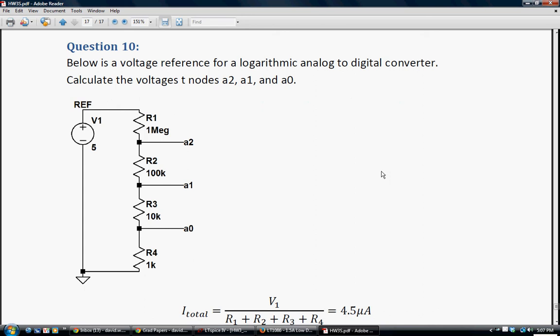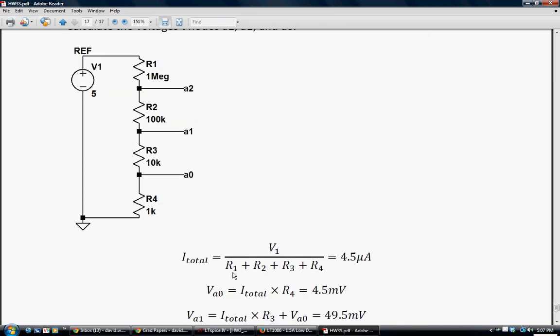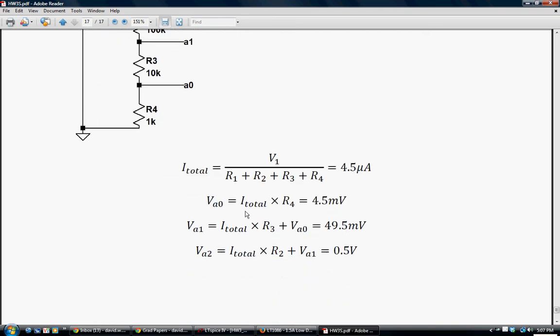Now we just have this voltage reference circuit. The total current, V1 divided by the sum of these resistors, I get 4.5 microamps. And then VA is just the voltage drop across R4, so it's I total times R4. VA1 is the potential drop across R3 and R4, which happens to be VA0. I get 49.5. And VA2 is 0.5 volts.